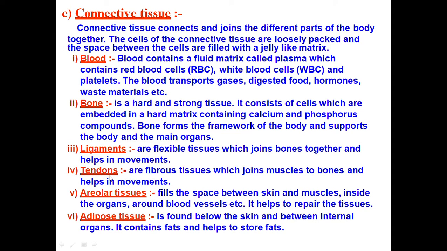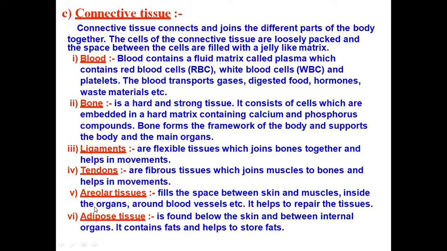Tendon is another connective tissue. Bones are connected to muscles by this tendon. This is fibrous tissue with great strength but limited flexibility. This is also flexible in nature, but very limited flexibility is seen in the tendons, and it is a very strong tissue.